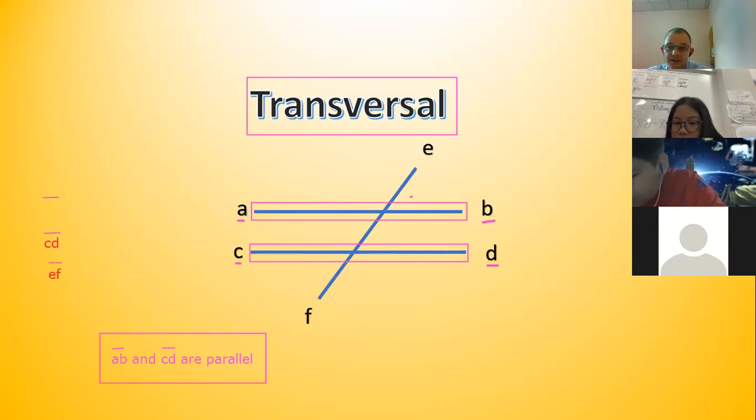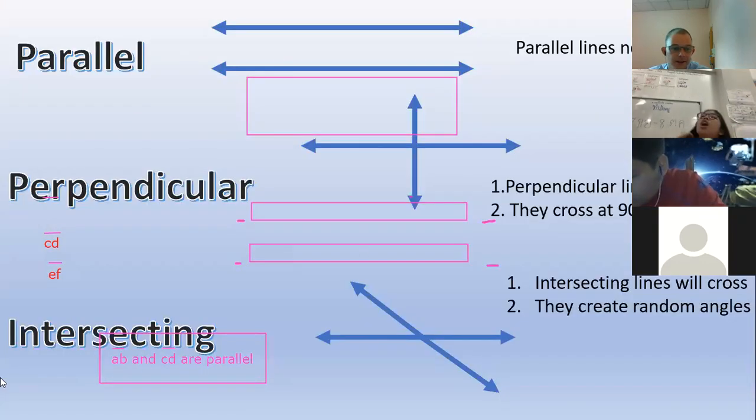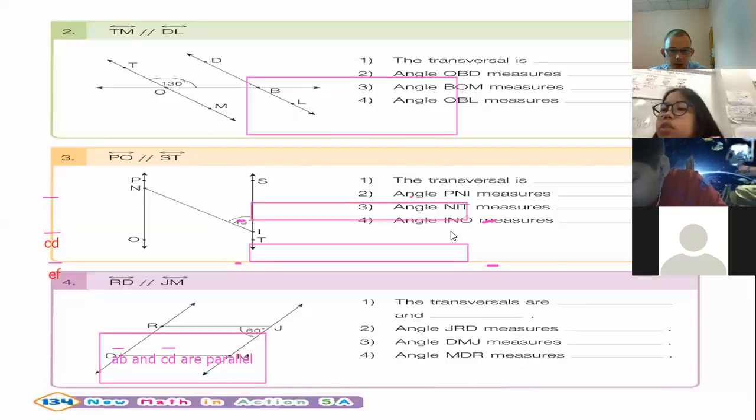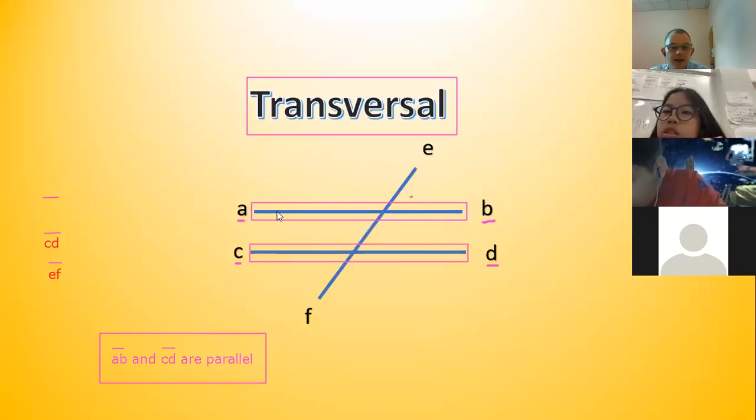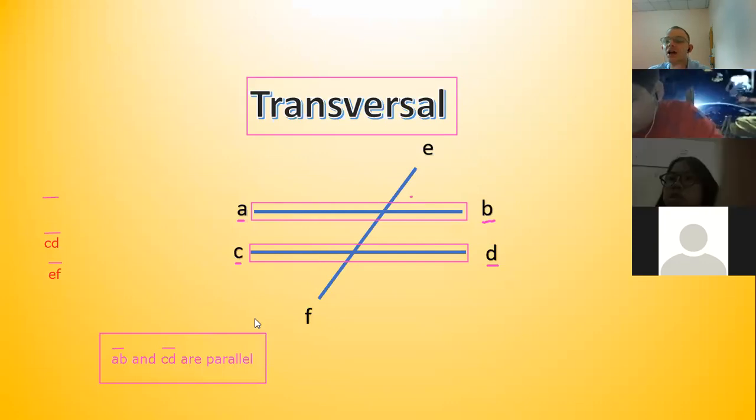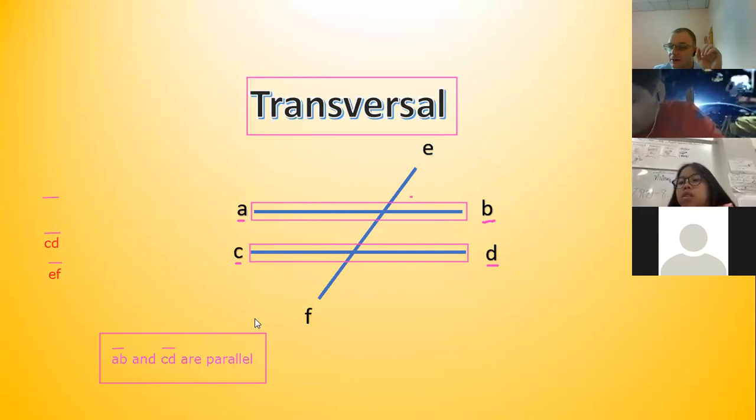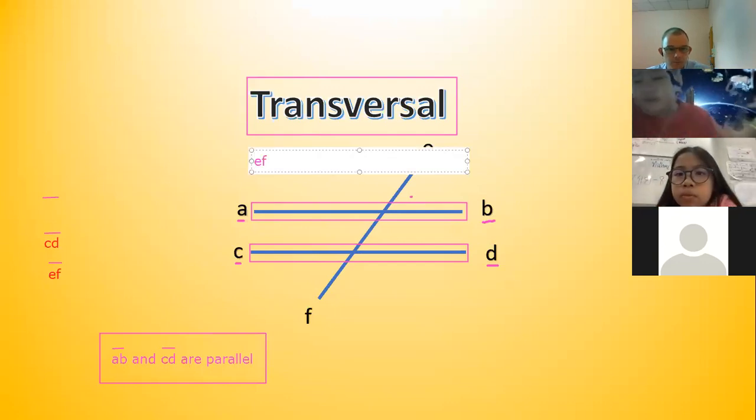Intersecting. Remember here when you go back? Intersecting at the bottom here, they are crossing at different angles. So here AB and CD are parallel, but EF is intersecting. Now this line EF, the line EF, I'm going to make it a bit bigger.